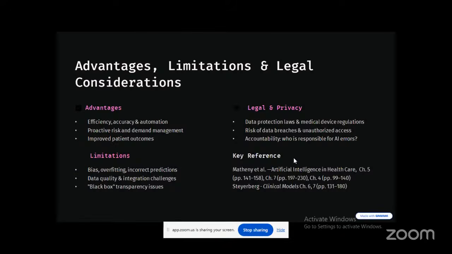And coming to the legal and privacy aspects, data protection laws and medical device regulations should be followed in a proper way. Risk of data breaching and unauthorized access may also occur. Accountability: who is responsible for the AI? These are to be mastered. And this topic is discussed under the two textbooks, Artificial Intelligence in Healthcare, Chapter 5, 4, and 7, and Clinical Models, Chapter 6 and 7 by Straberger.